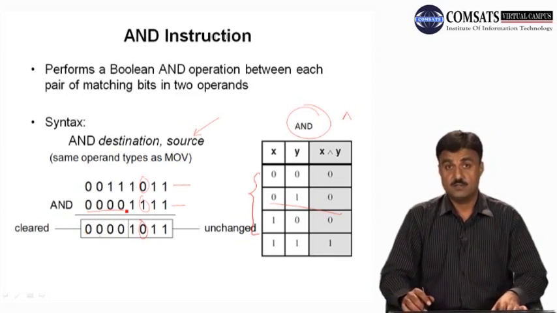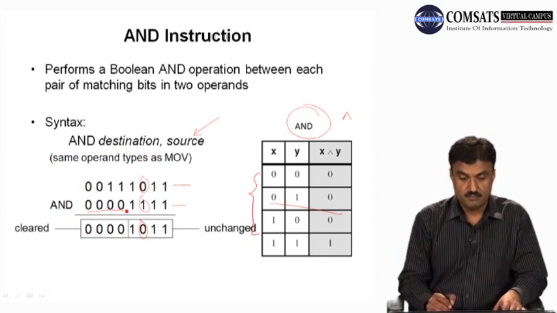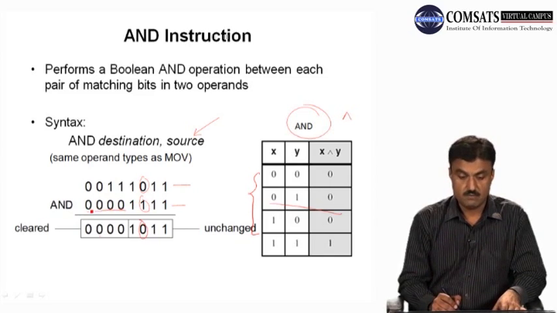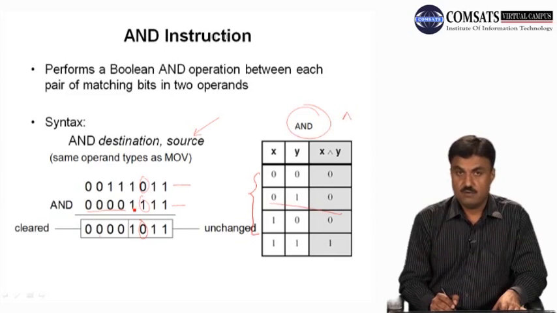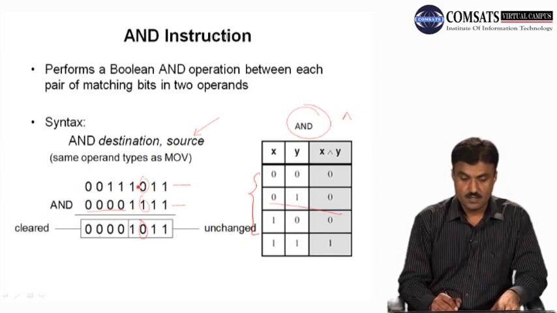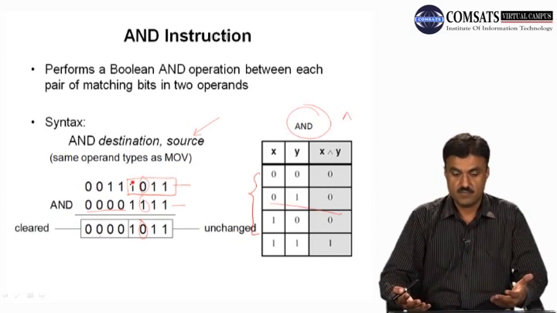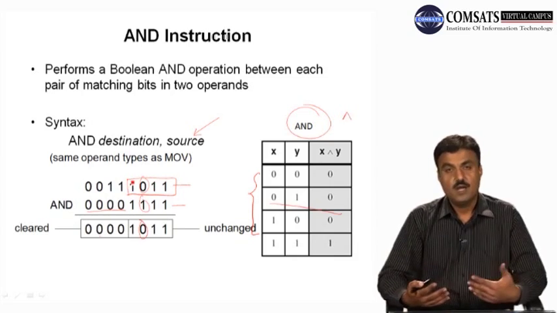Here you can see, if we want to clear any number of bits, for example bits 4 to 7, and we want to make bits 0 to 3 unchanged as they are, these 4 bits we want to keep as they are. We do not want to do anything. We want to keep them unchanged.